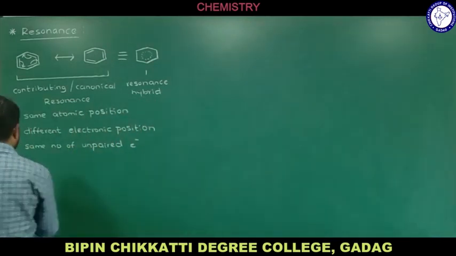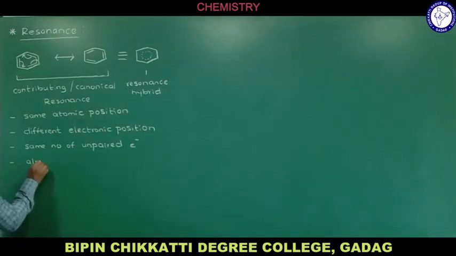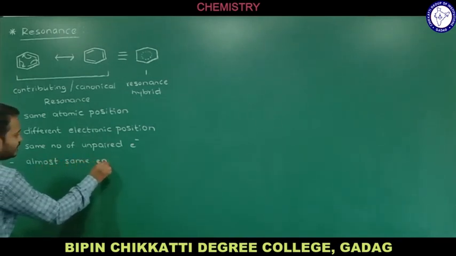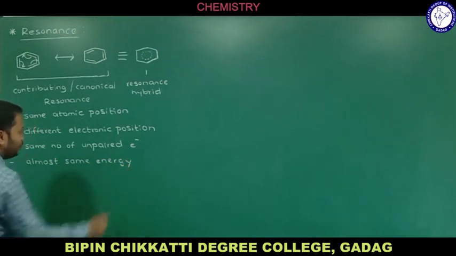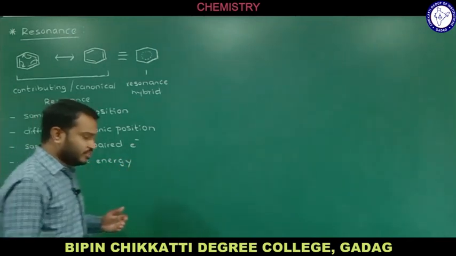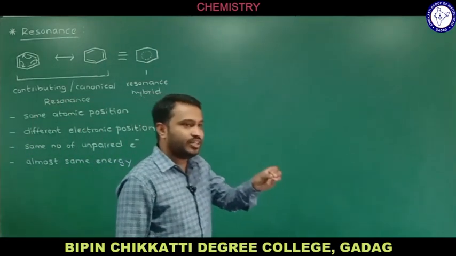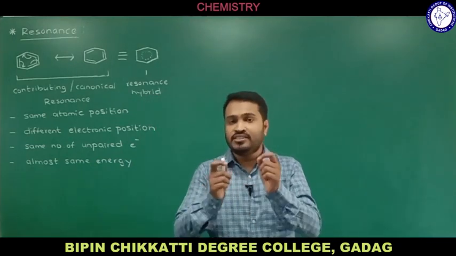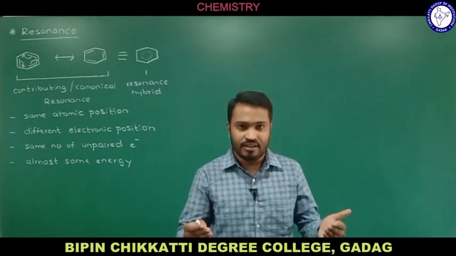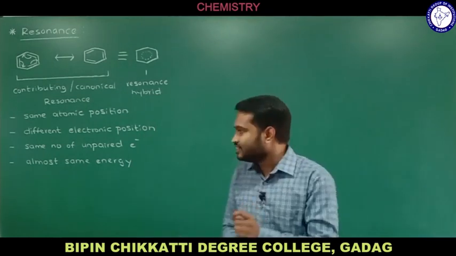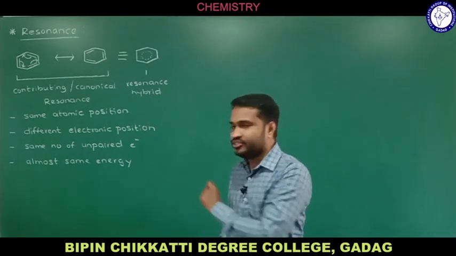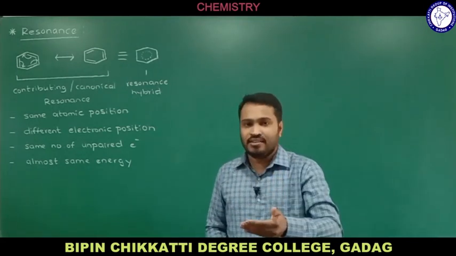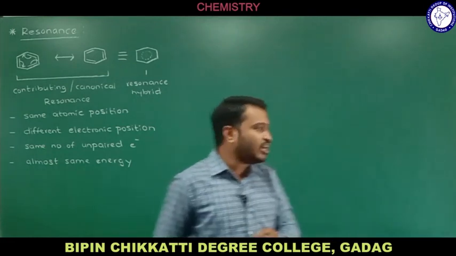The next condition is almost same energy. As I told you, the different contributing structures are going to differ in energy, but only to a very small extent. The contributing structures should not differ greatly in magnitude of energy, or I can say they should have almost the same energy. Of course, the energy of the resonating hybrid will be quite lesser, because it is quite stable when compared to the contributing structures.